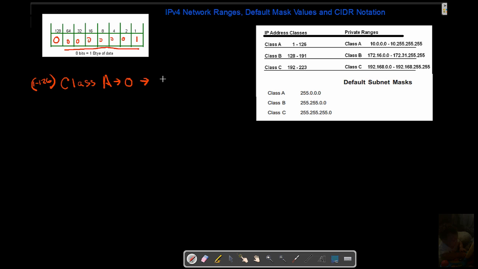And now comes the new piece that we're going to introduce. That means by default, as a device sees this as the initial bit pattern, it understands that it should have a default mask value associated of 255.0.0.0. What in the world are we talking about? Let's break the rest of these down, and then we're going to get into some detail around this concept.